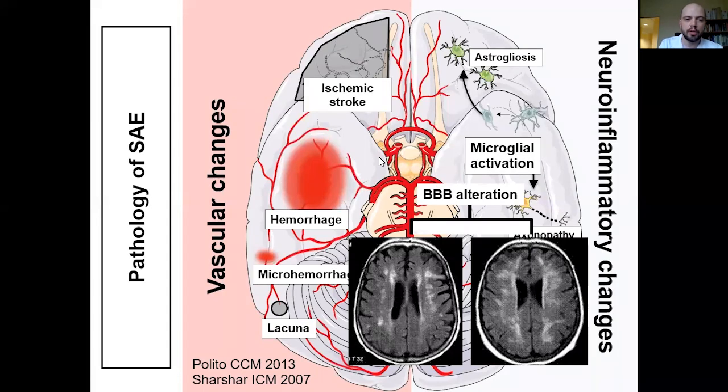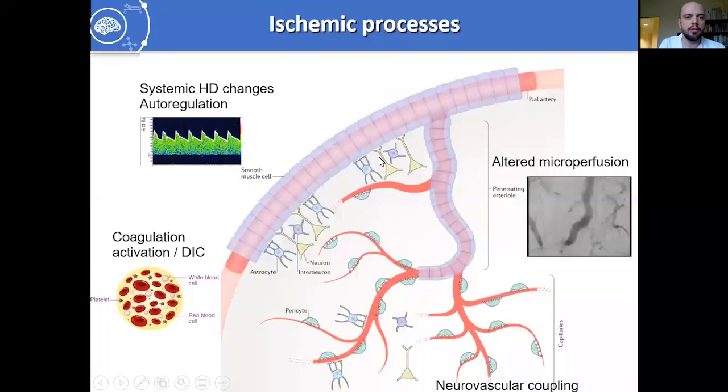The vascular changes are leading to an ischemic process. The ischemic process results from the activation of the coagulation in the blood, meaning the disseminated intravascular coagulation that leads to a large ischemic stroke, but also to microperfusion and perfusion alteration.